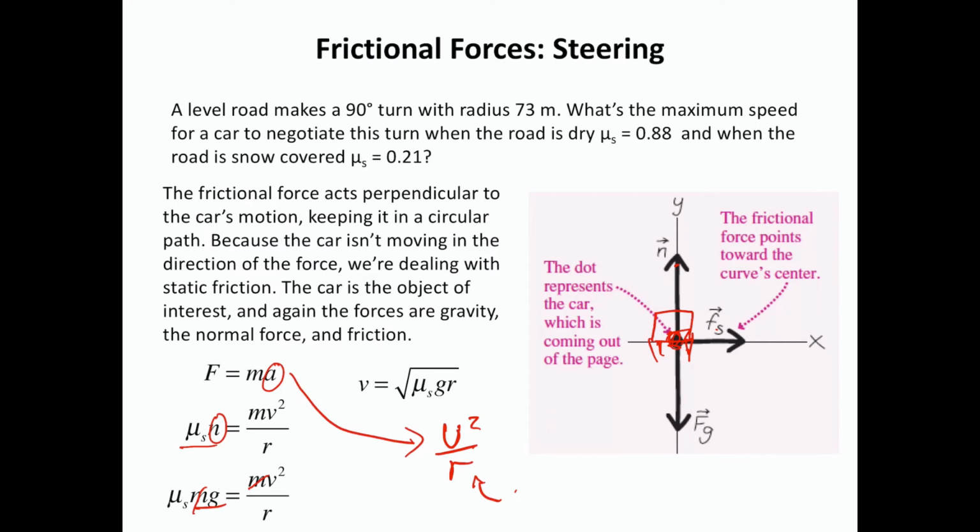So what you get is, mu g equals v squared over R, and then you turn this back to here. This is your velocity. What it means is, when you make a turn, the maximum velocity you are allowed to make this turn is the square root of the coefficient of friction between your tire and the ground, times g, times R.